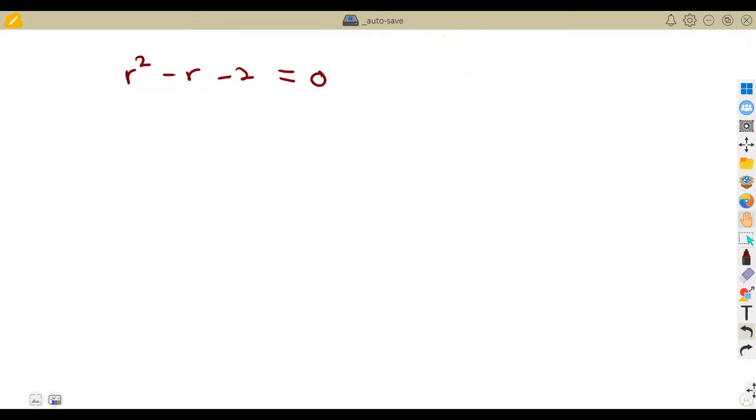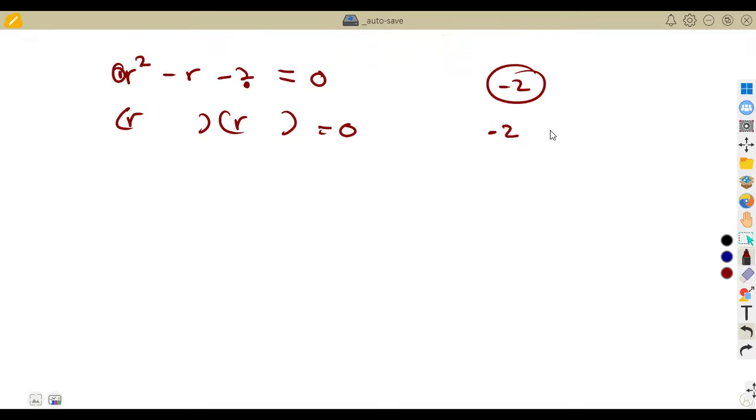That is from the other values, checking whether they're the same or not. So this is a quadratic, but I think factorization can work there. Let us just have two brackets equal to 0. Since the coefficient of r squared is 1, we're going to have r and r here. Factors of -2 that add up to give us -1. That's -2 and 1.